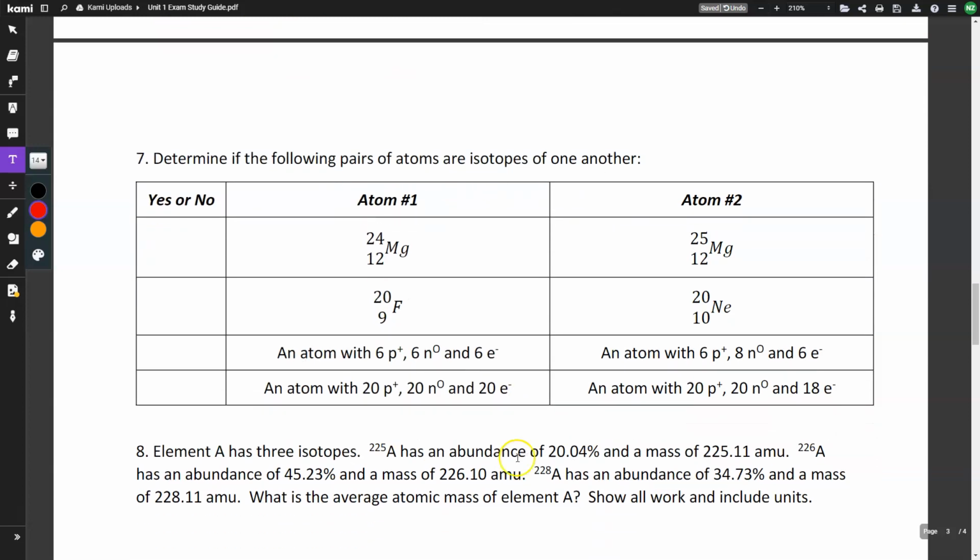All right, number 7, are they isotopes? Yes or no? Okay, both of these are magnesium. This one's 24, this one's 25, so yes. Fluorine and neon. They have the same mass number, but they're not the same thing. They're not the same atom. This one is 9, this one is 10, and obviously fluorine, neon, no. Okay, 6 protons, 6 protons, that checks out. 6 neutrons, 8 neutrons. So same protons, different number of neutrons. This is absolutely an isotope. 20 protons, 20 protons, 20 neutrons, 20 neutrons. No. They would have to have a different number of neutrons.